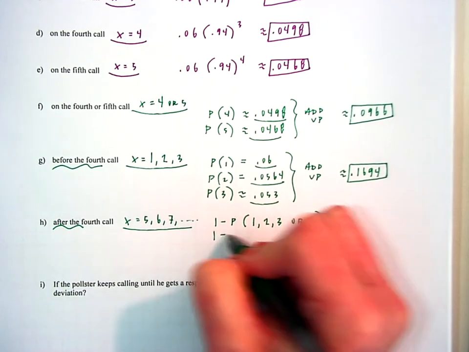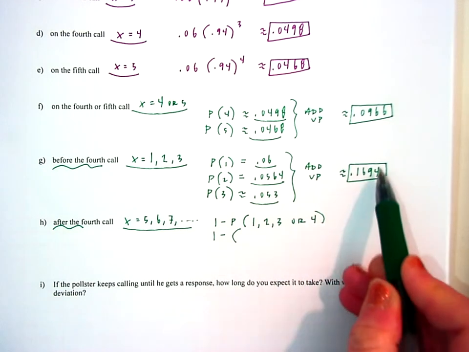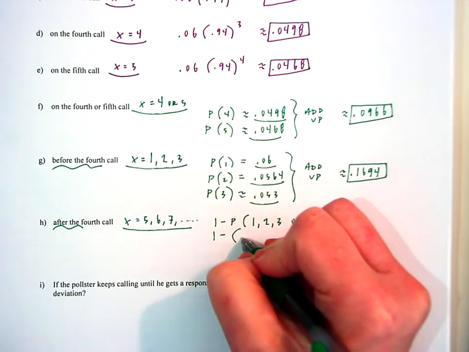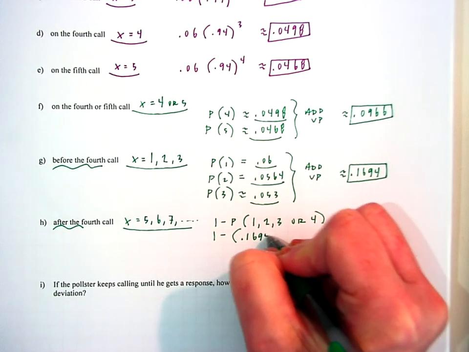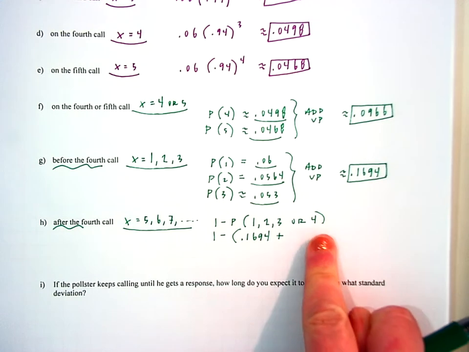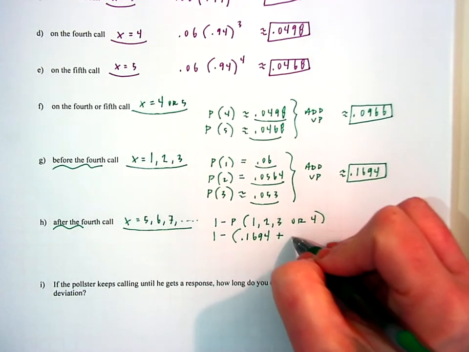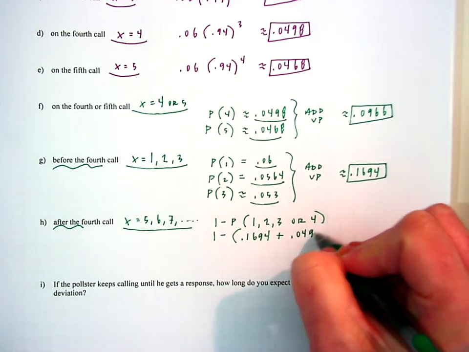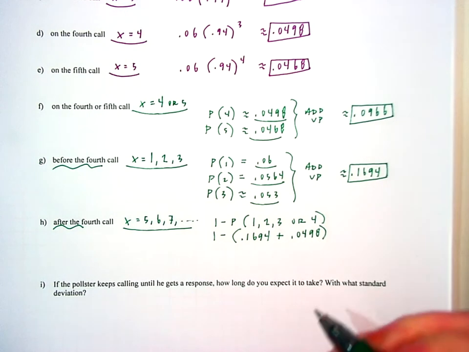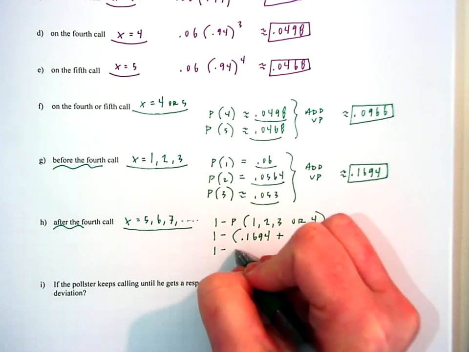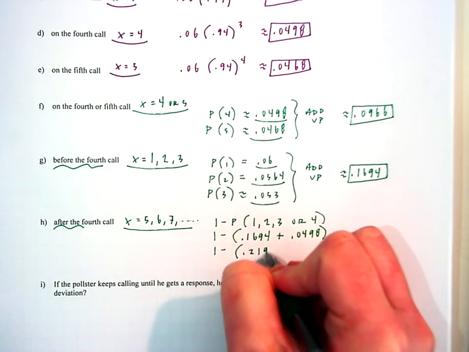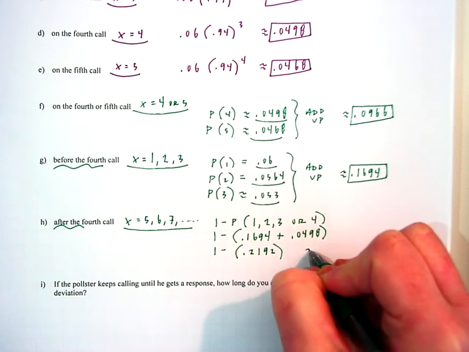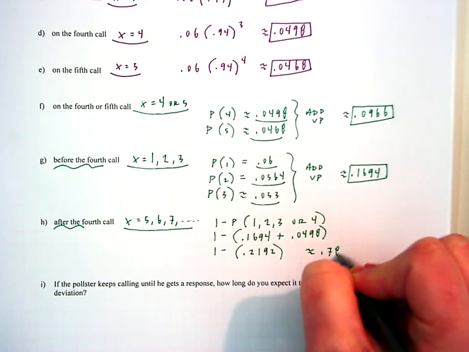And we've already solved for all of those. So 1 minus, I've already calculated the 1 through 3 right here. So here's 0.1694. And I've already calculated the exactly 4 also. That was 0.0498. So once I get those together, I'm really doing 1 minus 0.2192, and that's going to get me about 0.7808.